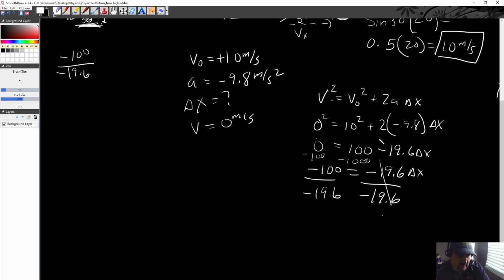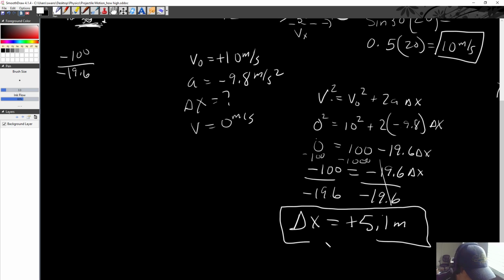So delta x is a positive 5.1 meters, and it should be positive. It is above where it started, correct? So it will be positive. That's our answer right there, 5.1 meters, and that's the end of this video.